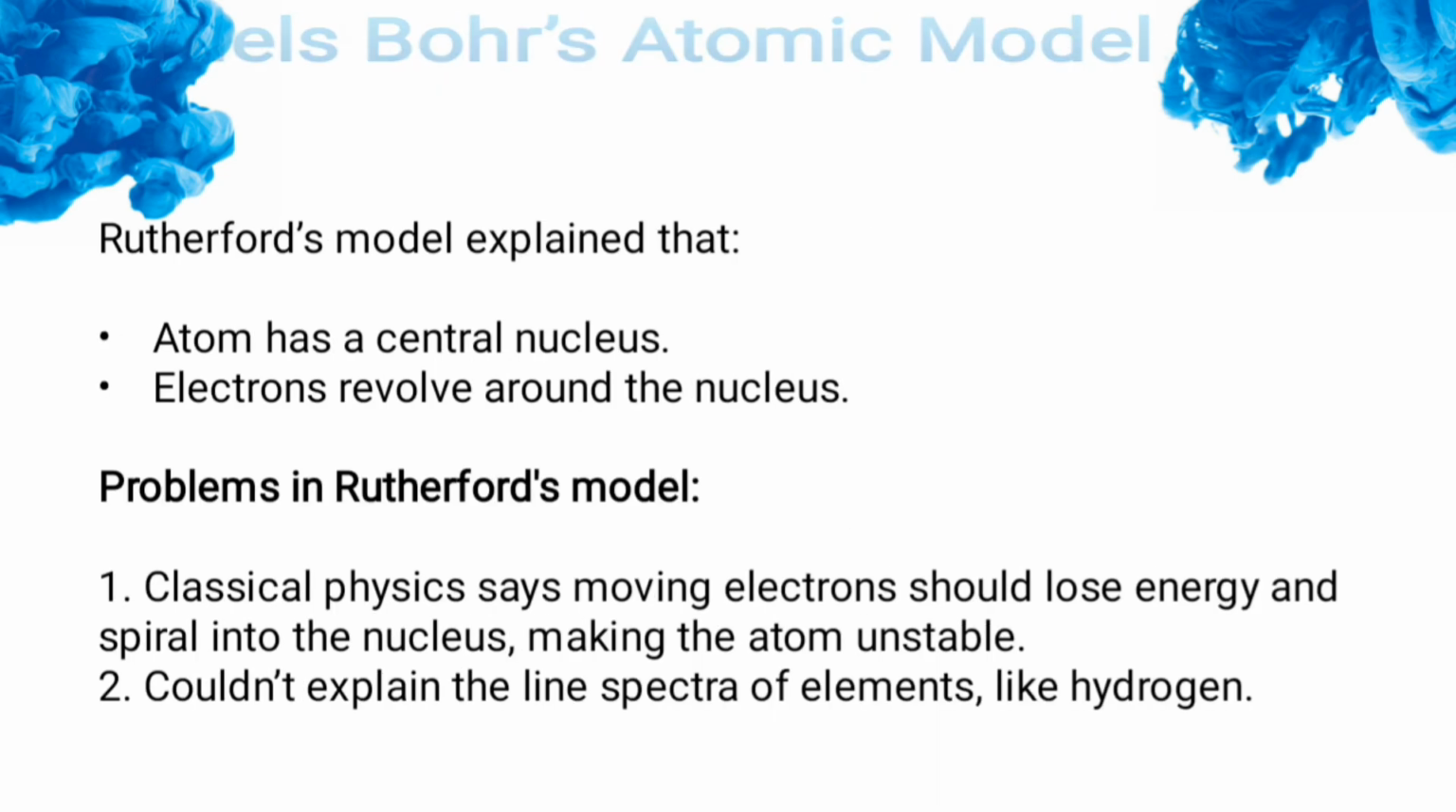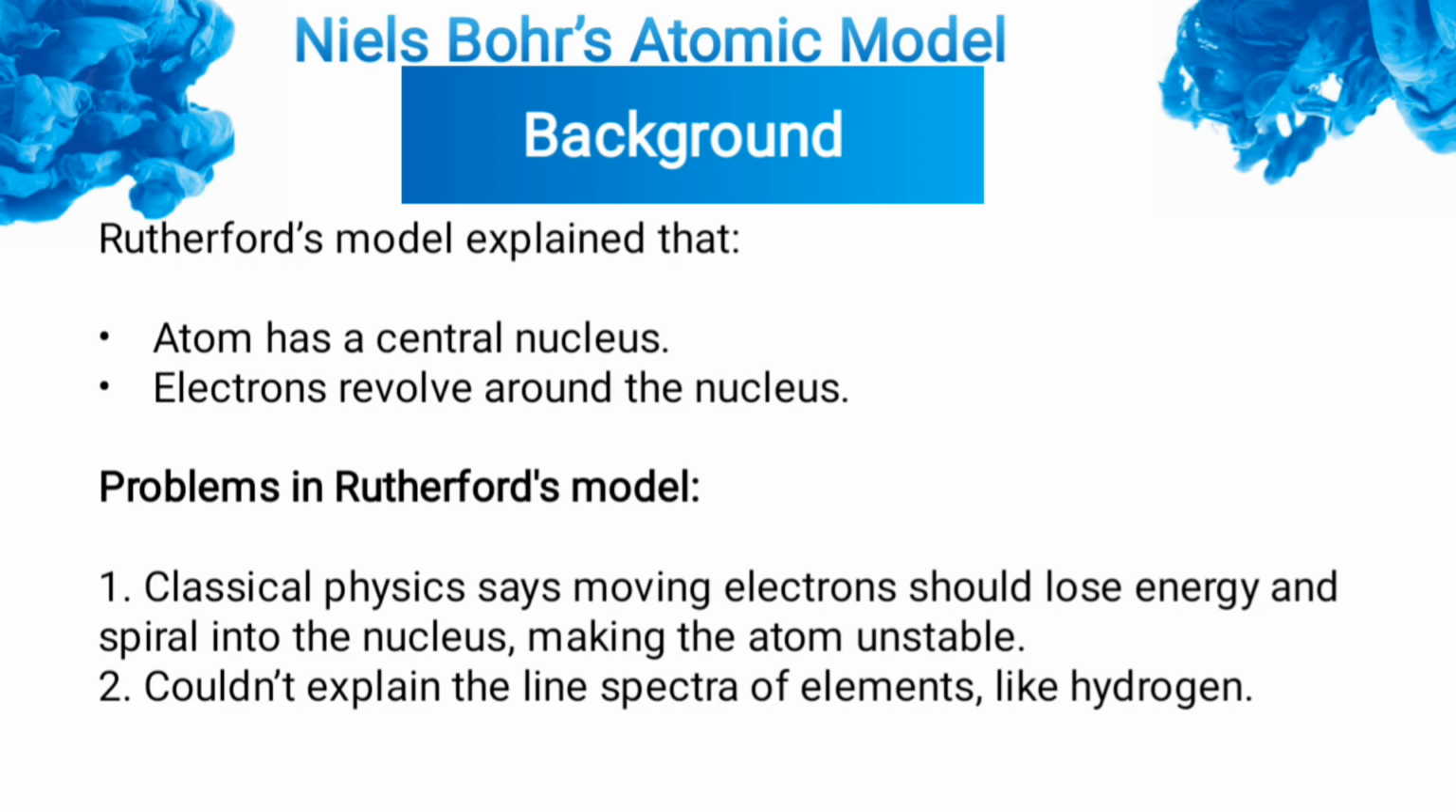Now, my dear student, we study the background. The Rutherford model explains that the atom has a central nucleus and electrons revolve around the nucleus. Classical physics says moving electrons should lose energy and spiral into the nucleus, making the atom unstable. And the second problem: it could not explain the line spectra of elements like hydrogen.